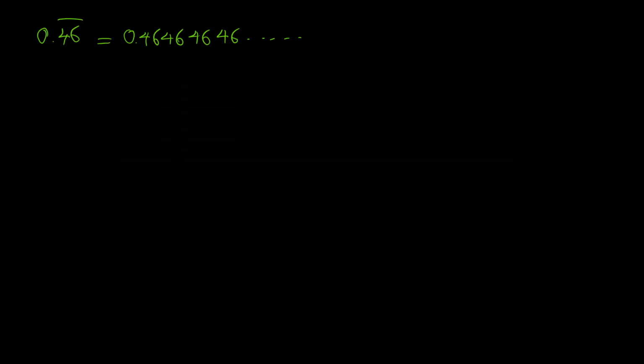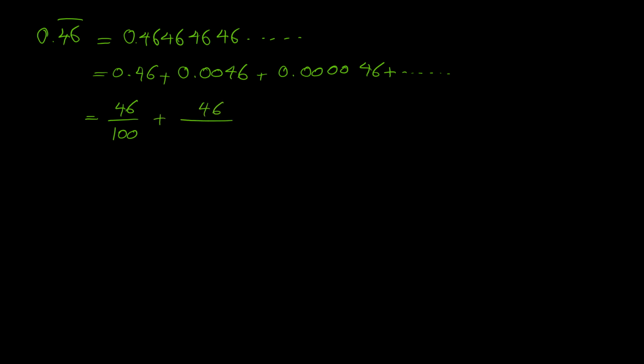Now look at this example, 0.46 bar, which is 0.46, 46, 46, 46, repeating forever. This number can be written as 0.46 plus 0.0046 plus 0.000046 and so on. I prefer to write it as a fraction, 46 over 100 plus 46 over 10,000, 46 over 1 million and so on.